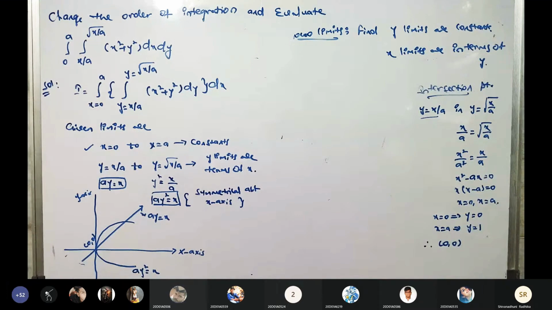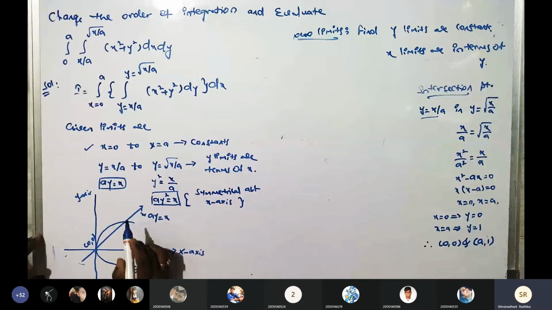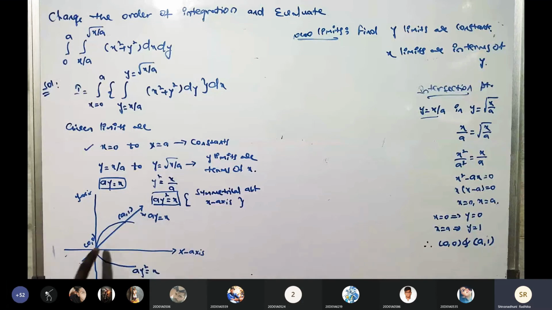Yes, ma'am. Okay. Next, the intersection point is what here? x equals a and y equals 1. This is the other intersection point, (a, 1). Now for this region we are going to find the limits.